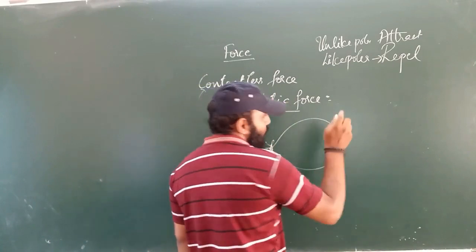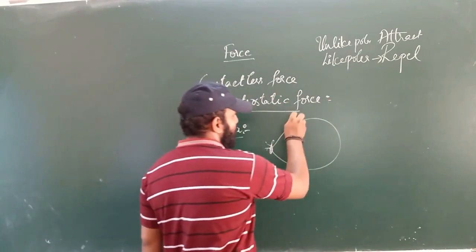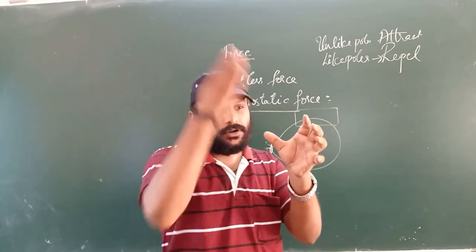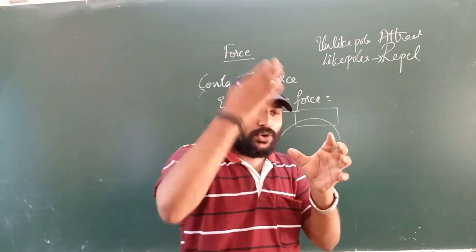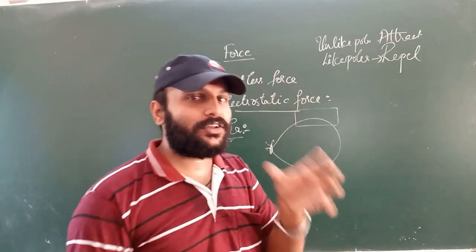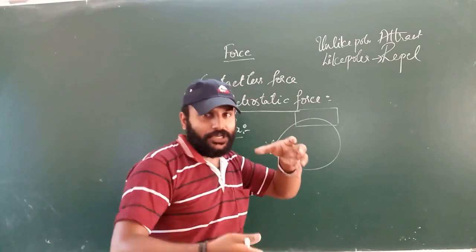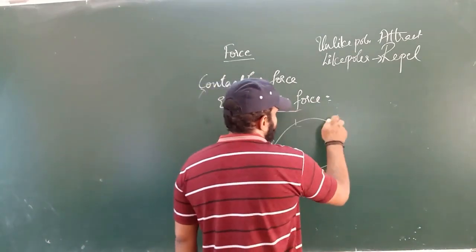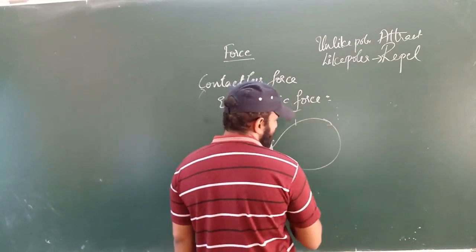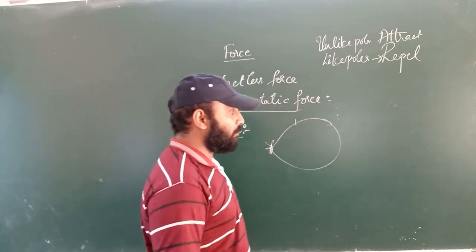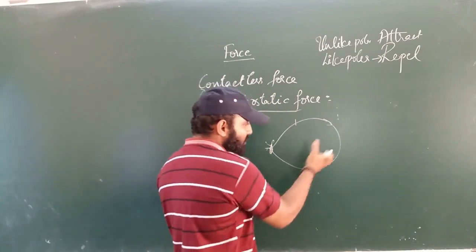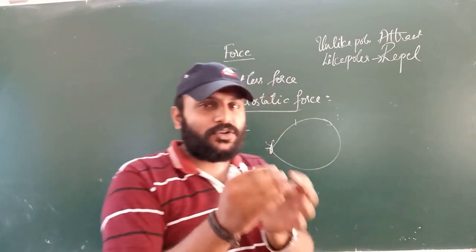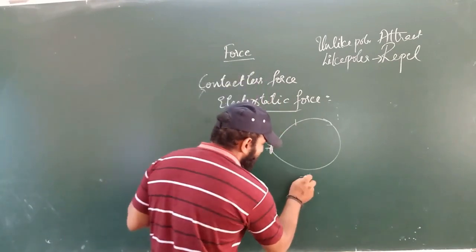Now what will we do? We will take one paper and rub the paper along the side of the balloon. Think that this is the balloon, and with the paper you go on rubbing it. After rubbing for a few minutes, you bring that rubbed portion. This side you have rubbed with a paper. Then you take one more paper, cut it into small pieces, and place them here.